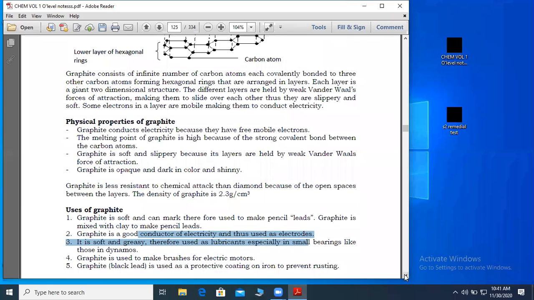since it is soft and greasy, it can be used as a lubricant. A lubricant is that oil or what that is added to reduce friction. You know what I'm talking about. It is used to make brushes and electric motors. Since it is black, it is used to form a protective coating on iron to prevent rusting.